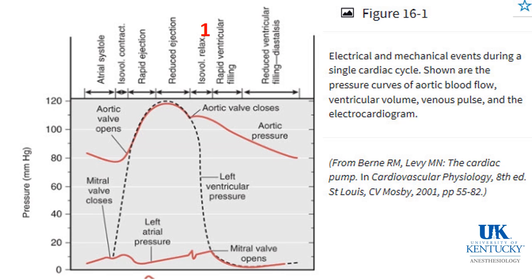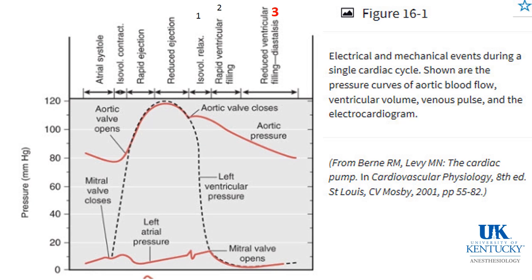And during cycles which are labeled 1, isovolumic relaxation, 2, rapid ventricular filling, 3, reduced ventricular filling, diastasis, and 4, atrial systole. So you can see that after atrial systole the mitral valve closes, which is a result of the pressure in the left ventricle exceeding that in the left atrium at the end of atrial systole.